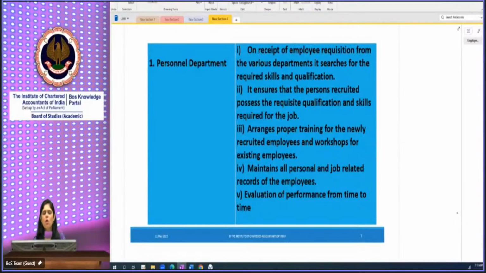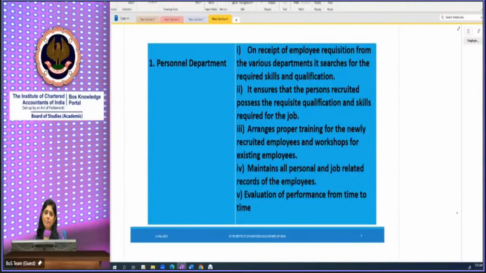And then they maintain all personal and job related records of the employee. So the total complete personal record of every employee is with the personnel department. The name, the marital status, the nationality, the date of birth, then parents, then family, all the personal records, all the previous jobs, whatever the employee has done in previous jobs, everything, the complete details, the bio sketch of that employee is with the personnel department. And evaluation of performance from time to time.